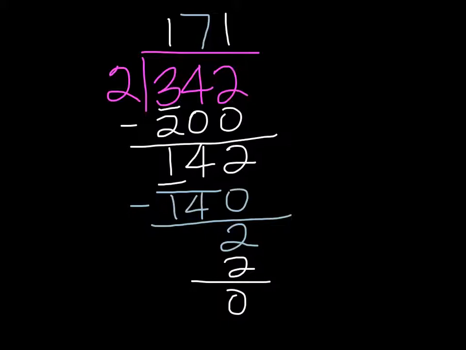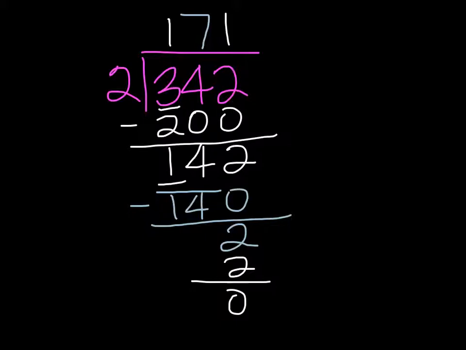Our next step is to ask ourselves if 2 can go into 1. 2 can't go into 1, but can 2 go into 14? It sure can. 2 can go into 14 7 times. So 7 times 2 is 14, but the 7 is really in the tens place, so we're going to put a 0 on the end of it to remember our place value. Then we'll subtract. 2 minus 0 is 2, and 14 minus 14 is 0, but we don't need to put them.